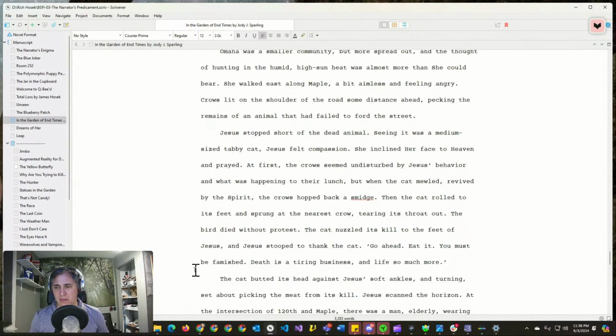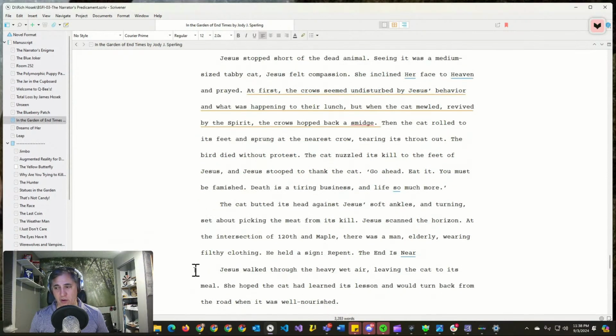The cat nuzzled its kill to the feet of Jesus, and Jesus stooped to thank the cat. "Go ahead, eat it. You must be famished. Death is a tiring business, and life so much more." The cat butted its head against Jesus' soft ankles and, turning, set about picking the meat from its kill. Jesus scanned the horizon. At the intersection of 120th and Maple, there was a man, elderly, wearing filthy clothing. He held a sign: "Repent, the end is near."